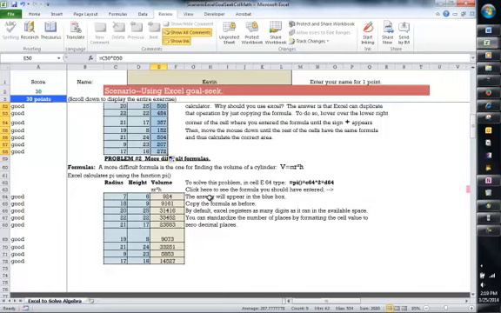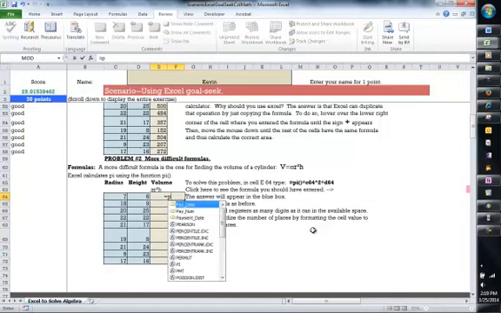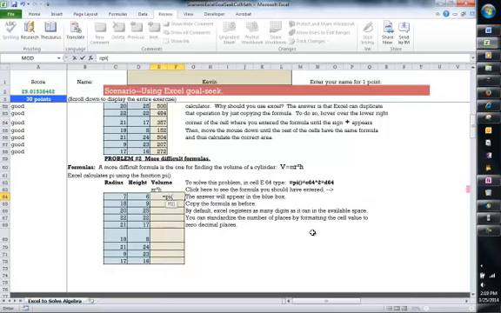A more difficult formula is the one for finding the volume of a cylinder. How do we do that? Well, the volume is pi times the radius squared times height. To get pi, Excel has a pi function: PI, open parentheses, close parentheses.